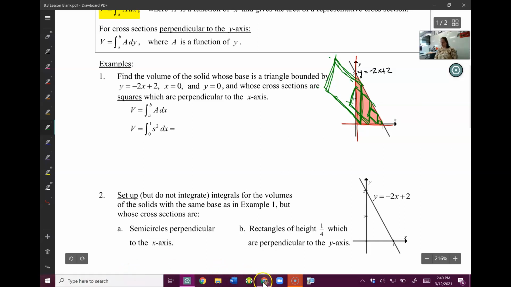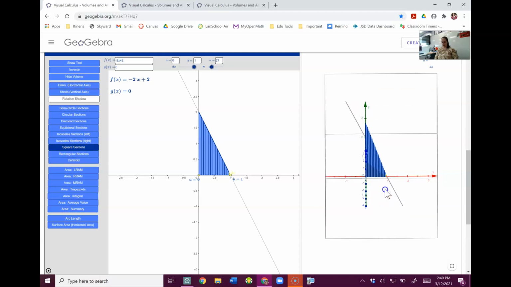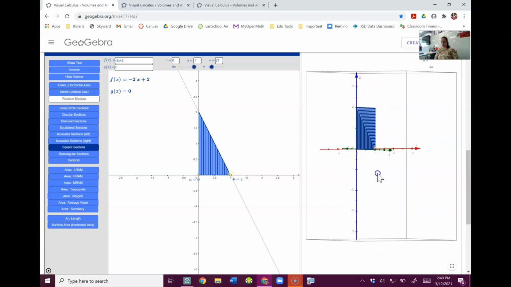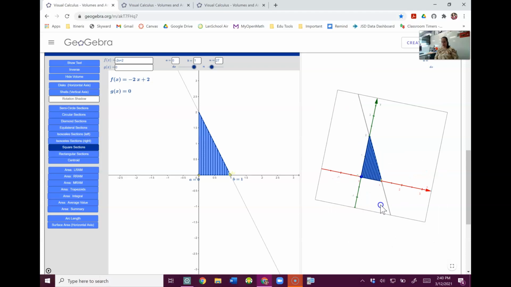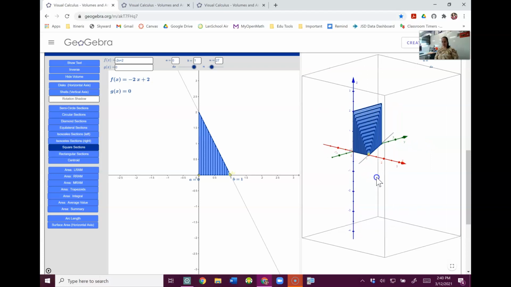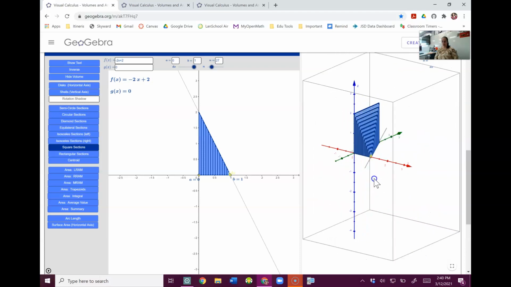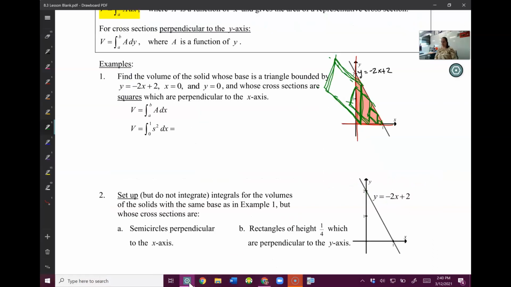Now, let me try and help you visualize this a little better. Here's that shape right here. I told this GeoGebra app to give us square cross sections. So if you come over here and we tilt this, we start to see this 3D shape that's built by taking this triangle and using that triangle as the base for our squares. So then we can start to see this 3D shape come to life. And we want to calculate the volume of this 3D shape. That's what we're trying to visualize.